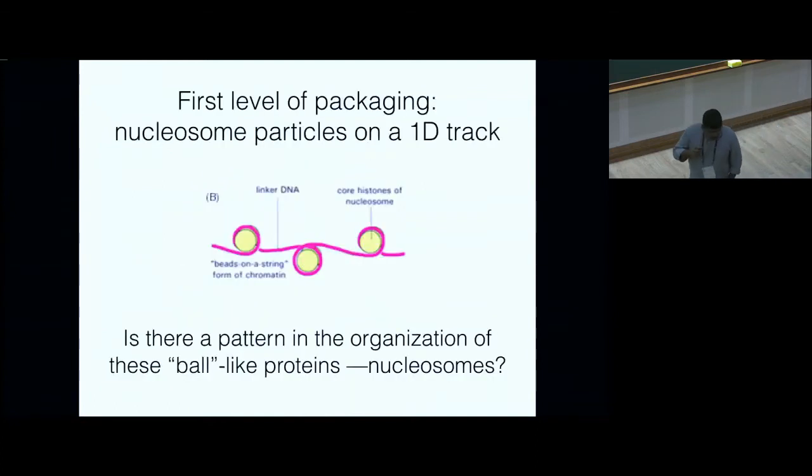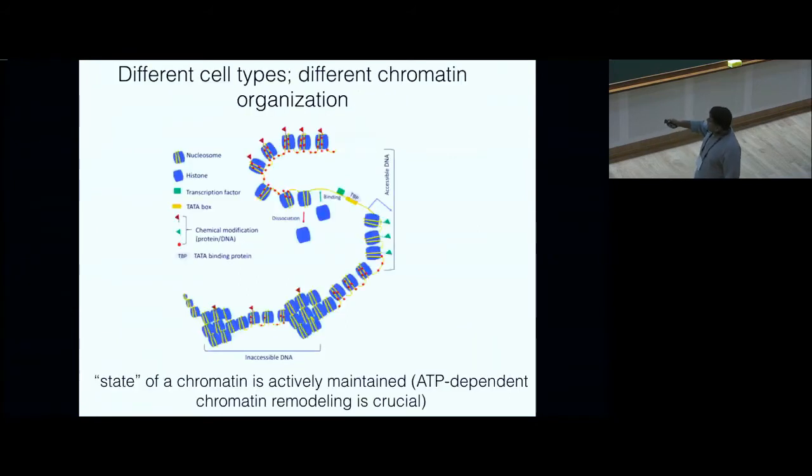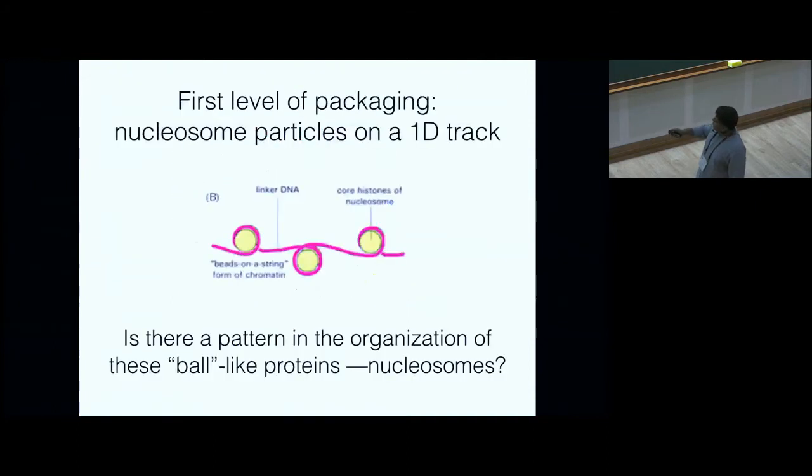Now, if you go a little bit into the details, if you look at some part of the chromatin, focus on this part, it is essentially like beads on a string. So you have nucleosomes, an array of nucleosomes, as I said. This is the first level of packaging. You can think of this as particles on a one-dimensional line. So you have DNA, which is like a one-dimensional track on which you have many particles bound.